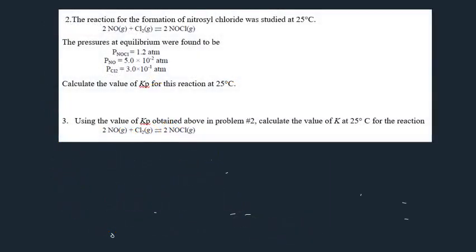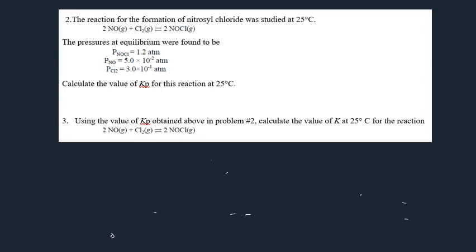Let us see one more example. In this question, the reaction of the formation of nitrosyl chloride was studied at 25 degrees Celsius. 2NO gas plus Cl2 gas gives 2NOCl gas. The pressure at equilibrium is given for each reactant and product, and then we calculate the value of Kp for this reaction at 25 degrees Celsius.